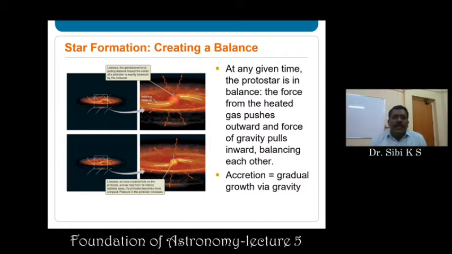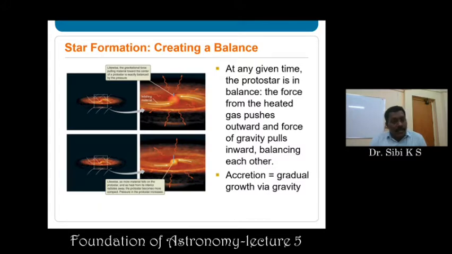Now there is a certain balance which is being created in this formation. At a given time, the protostar is in balance. The force from the heated gas that pushes outward and the force of gravity that pulls inward balance each other. And likewise, the gravitational force pulling the material, as you can see, towards the center of a protostar is exactly balanced by the pressure.